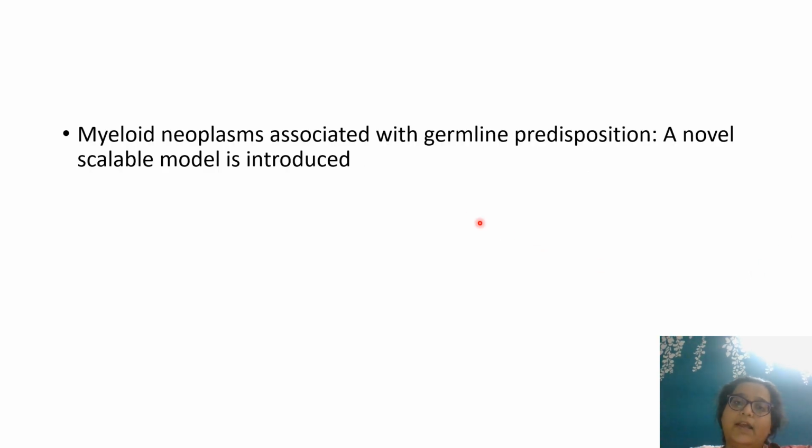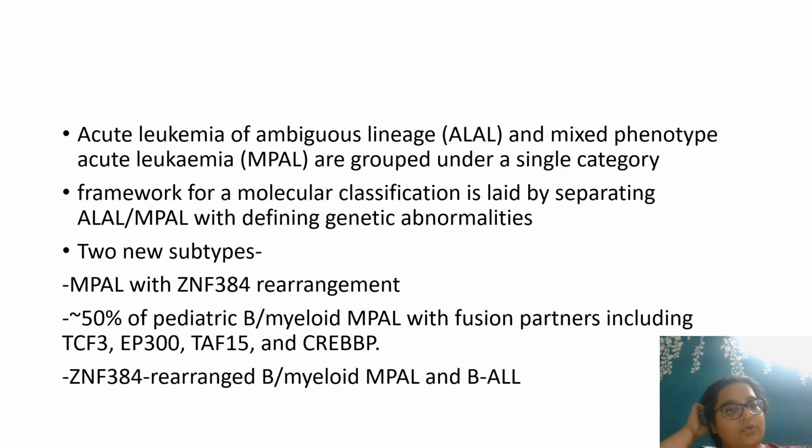So myeloid neoplasms associated with germline predisposition, a novel scalable model is introduced. So in all those AMLs where there's germline mutation as well as mixed phenotype, we are going to study them right now, not AMLs with only germline mutation. Acute leukemias of ambiguous lineage, that is ALAL, and mixed phenotypes, MPAL, are now grouped under one single category.